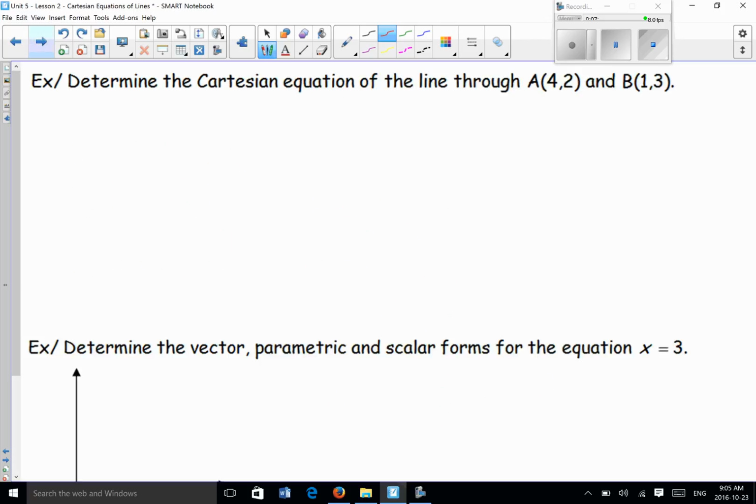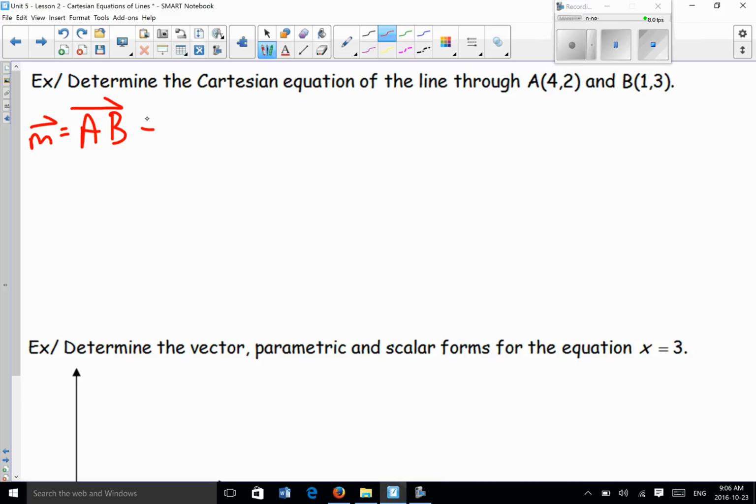Okay, so you can try one. I want to find the Cartesian equation of a line through these 2 points. See what you can do. Okay, so we got 2 points, your choice which one you want to use, but we need a direction. So M is going to be this one.